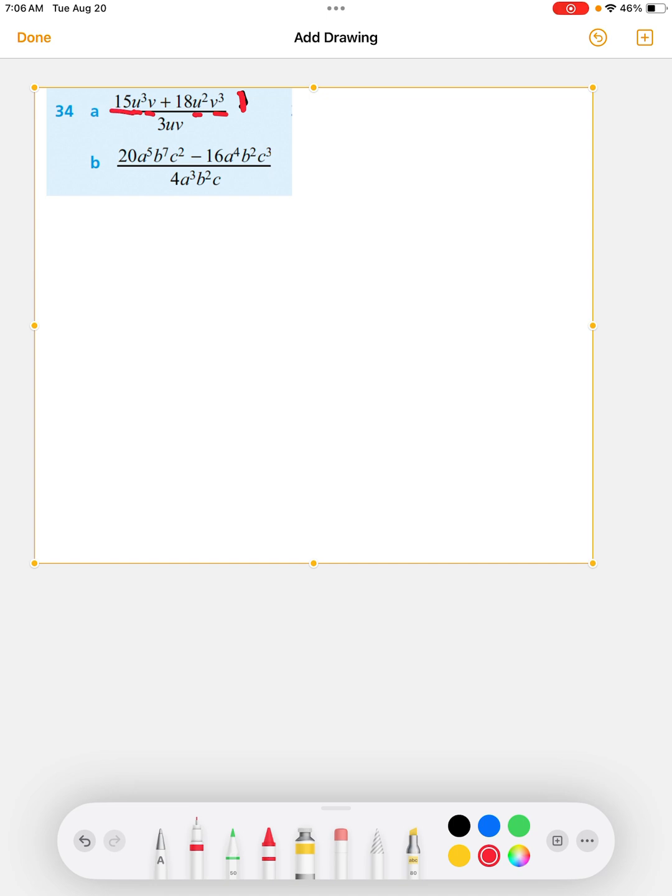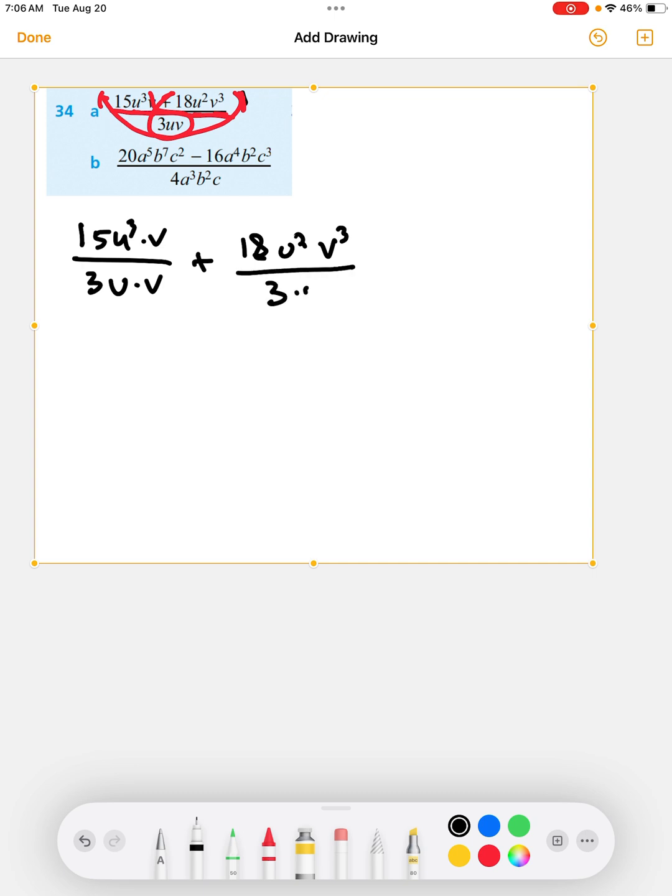So you can see how there's a big division bar right here, big fraction bar. And what that means is this entire numerator is being divided by this bottom denominator. So if I'm going to divide, each piece needs to be divided by this 3uv. So I'm going to do that, and I'm going to go ahead and just write that out. Right? So I'm going to write 15u to the third times v divided by 3u times v, that plus symbol in between, 18u squared v to the third over 3uv.